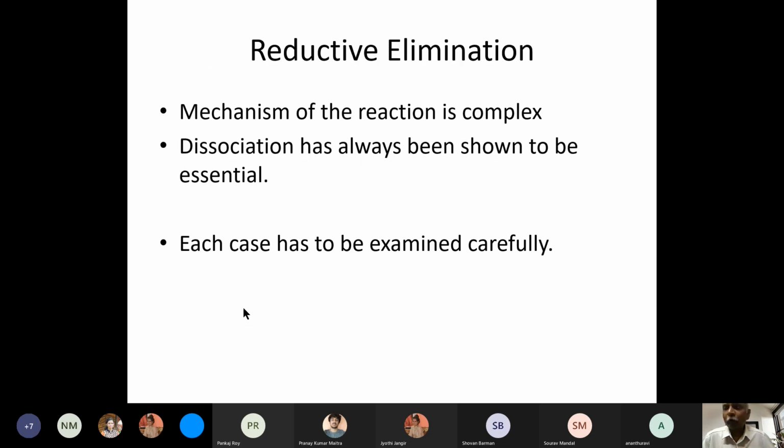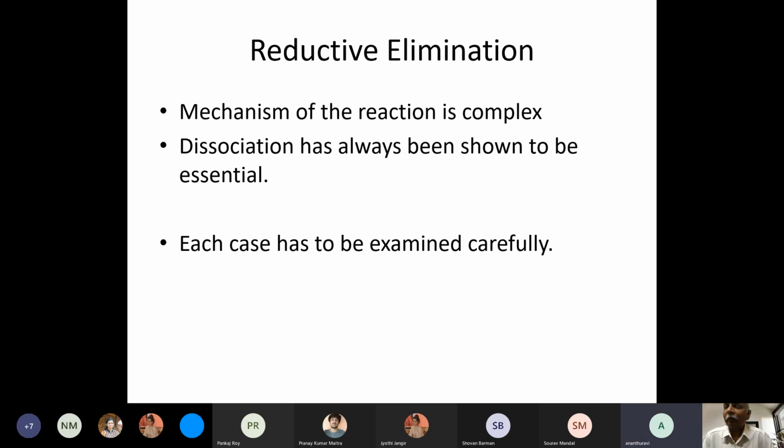So what we have studied is that the mechanism is fairly complex. Dissociation is essential. That is something that we have very clearly studied. And the other thing that we have studied is that each case has to be examined fairly carefully because so many different pathways are possible.